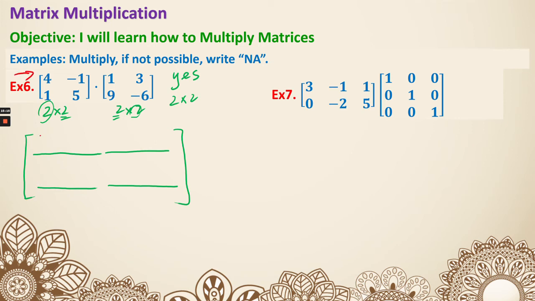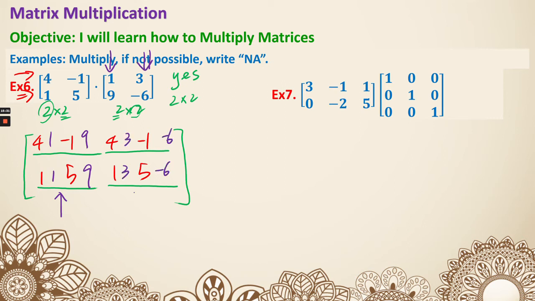First row, 4, -1. Second row, 1, 5. And then time for column. First column, 1, 9. Second column, 3, -6. Lastly, just need to multiply and add, multiply and add, multiply and add, multiply and add. So final answer, we're going to get -5, 18, 46, and -27.